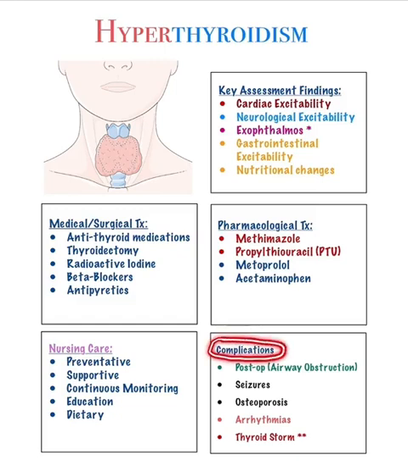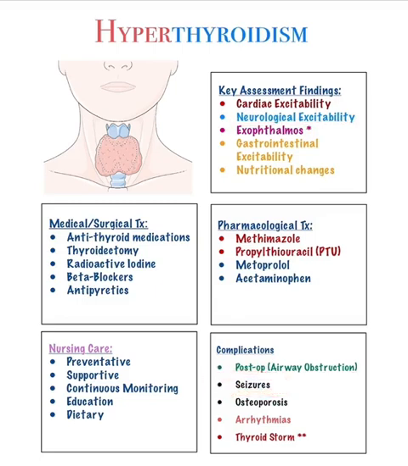Then we come to the complications. So when a patient has a thyroidectomy, post-operatively, the most important thing we're watching for is airway obstruction. Now, because we are overly exciting that neurological system, patients are at risk for developing seizures, so we've got to watch out for that.